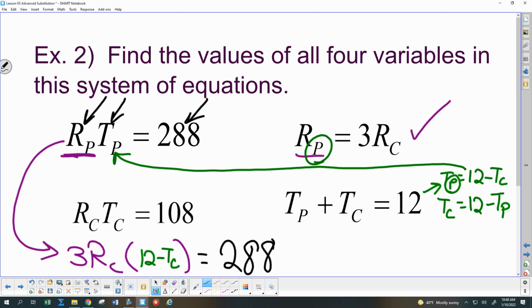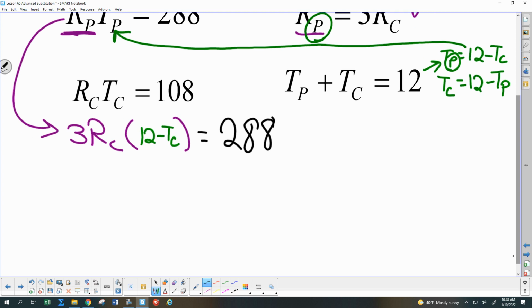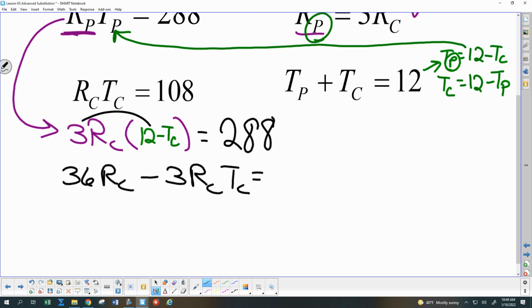Okay, now what do we do next? We have parentheses. We have something times parentheses. What are we going to do now? Everybody. We're going to distribute. So that means we're going to have the 3RC times the 12. So 36RC minus 3RCTC equals 288.